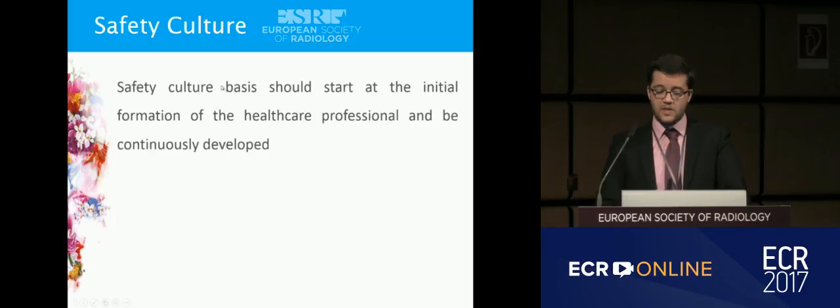Safety culture, or the basics of it, should start to be taught at the initial formation of the healthcare professionals. So the schools have an important role in passing the safety culture basics to the students, to teach the students what the error chain is, their importance in that chain, and what could be done to prevent damage to patients.